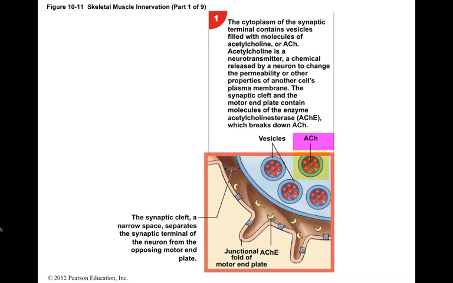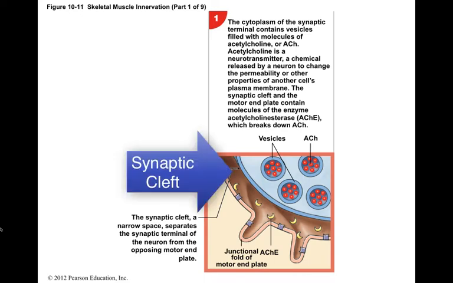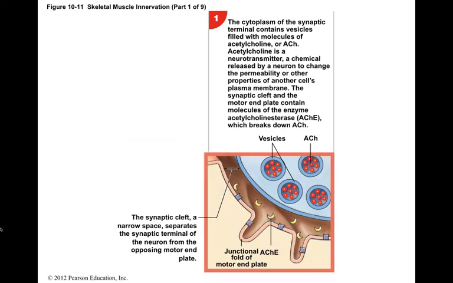There is a space between the synaptic terminal of the neuron and the motor end plate of the muscle. This space is called the synaptic cleft. An enzyme called acetylcholinesterase is contained in this space. Acetylcholinesterase breaks down acetylcholine. On the muscle, at the motor end plate, there are receptors for acetylcholine.